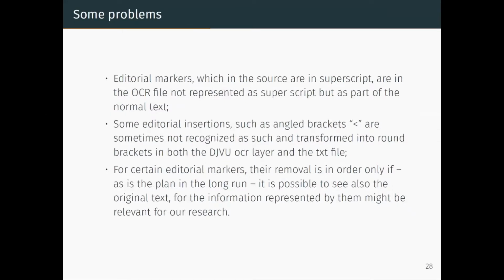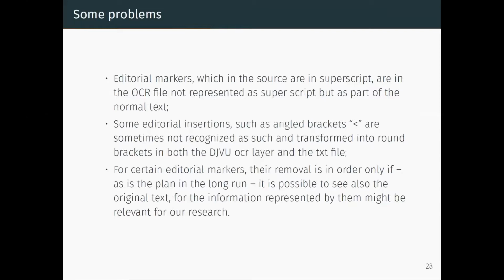So the problems that we encountered here, like I said, were the editorial markers. Also, in the source text they were in superscript, but not in the OCR file. They were sometimes just part of the normal text. Some editorial insertions, such as angled brackets, were not recognized and just replaced with other signs. And also, as philosophers, we want to be able to see when an insertion is done by an editor or when it is something that belonged to the original text.